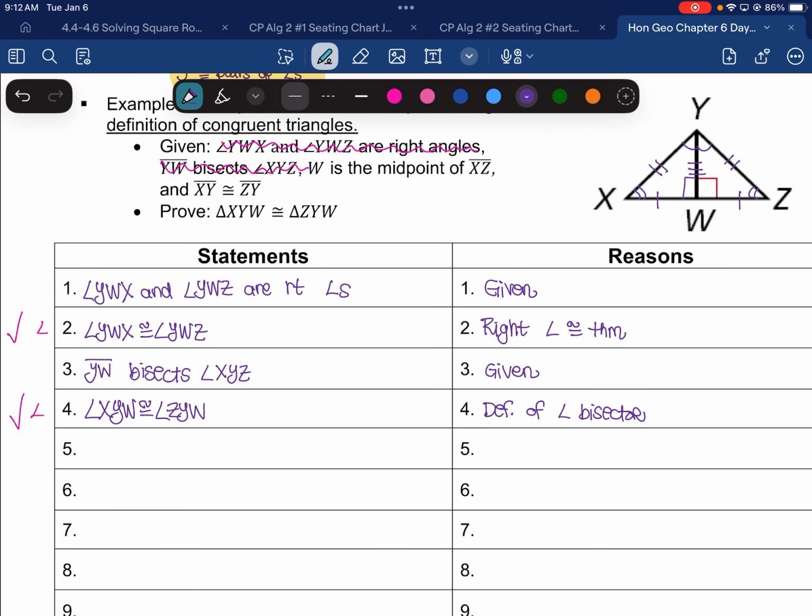W is the midpoint of XZ. That needs to be in your proof as given. W is the midpoint of XZ. If W is the midpoint of XZ, what did that help me mark on my picture? Because I want that to follow it.